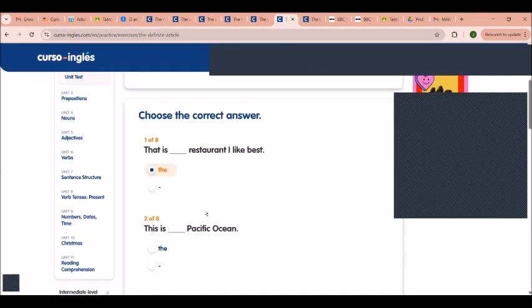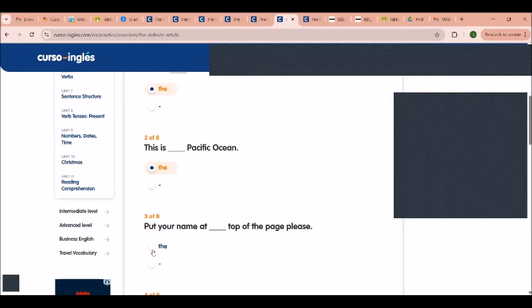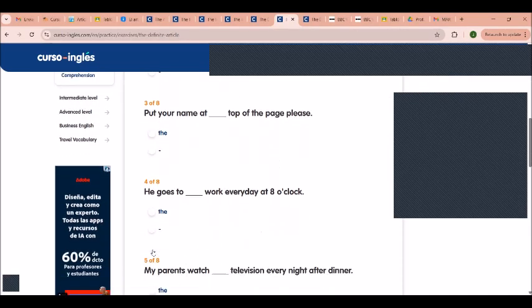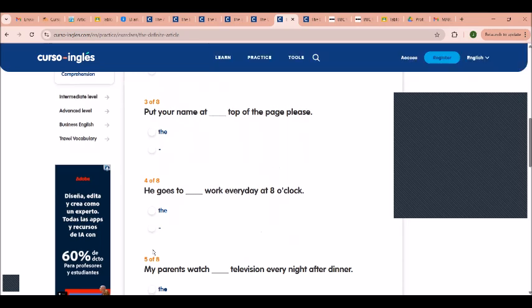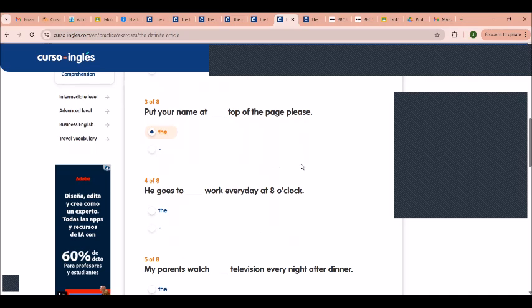This is the Pacific Ocean. Good. We have a few oceans. We have the Pacific, we have the Atlantic, etc., etc. This one is the Pacific, right? Jacqueline? Yes, put your name at the top of the page, please. At the top, on the right. So you're specifying where. Good. All right, let's keep going.